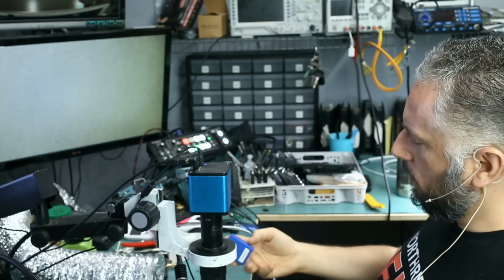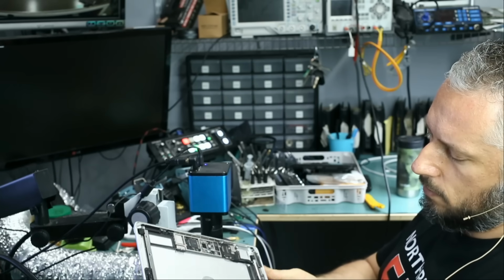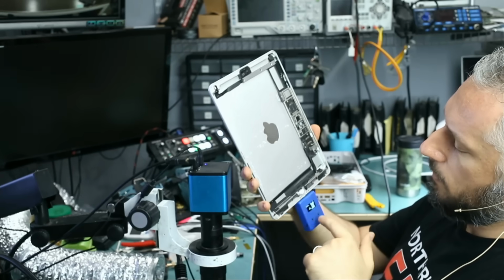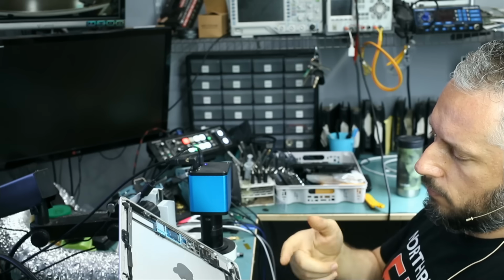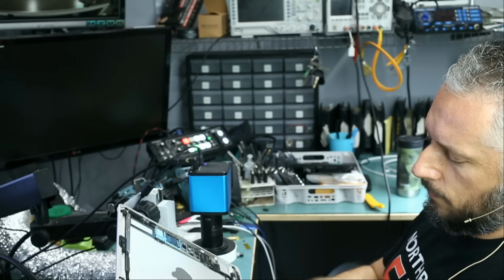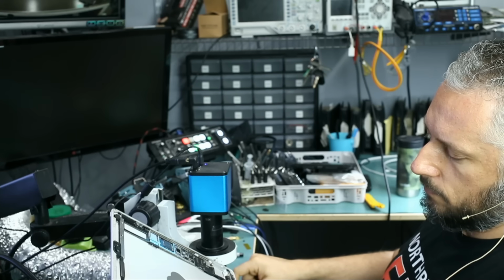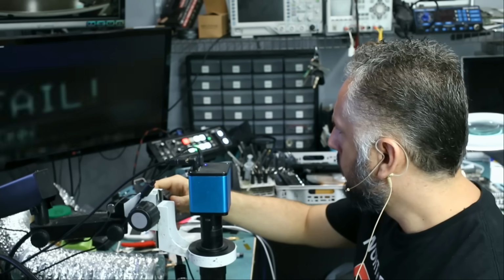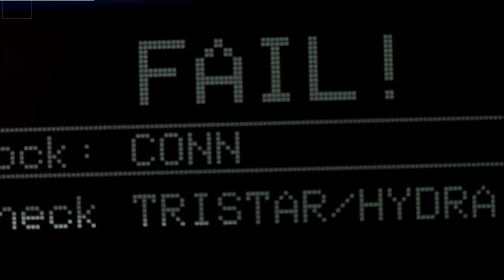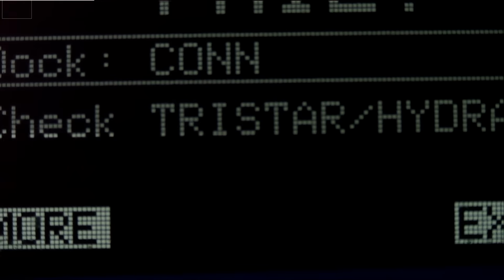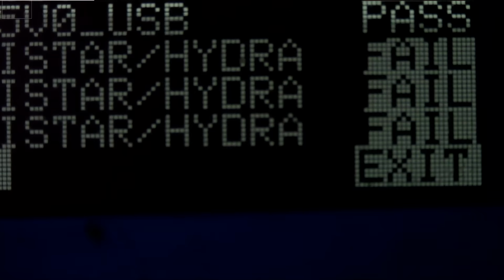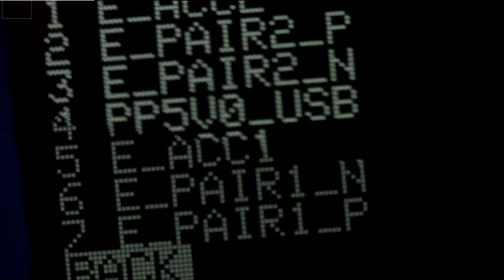The first thing I'm going to do is use our Tristar tester just to get a quick answer. Right there, as soon as I plugged it in, I see a triangle, which indicates that we have a problem with either the charging flex cable or the Tristar chip. We got a fail. Check Tristar. And everything is fail. Fail, fail, fail, fail. So the problem is likely the Tristar chip.